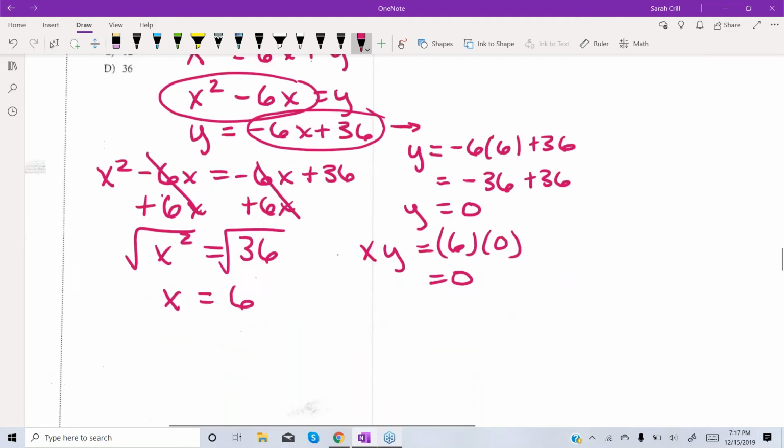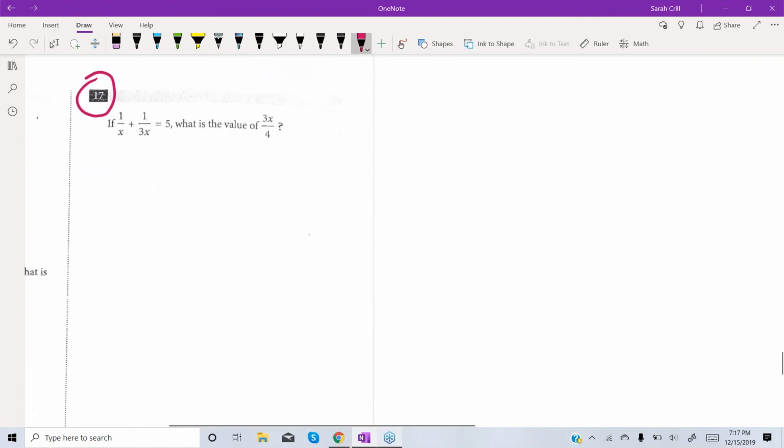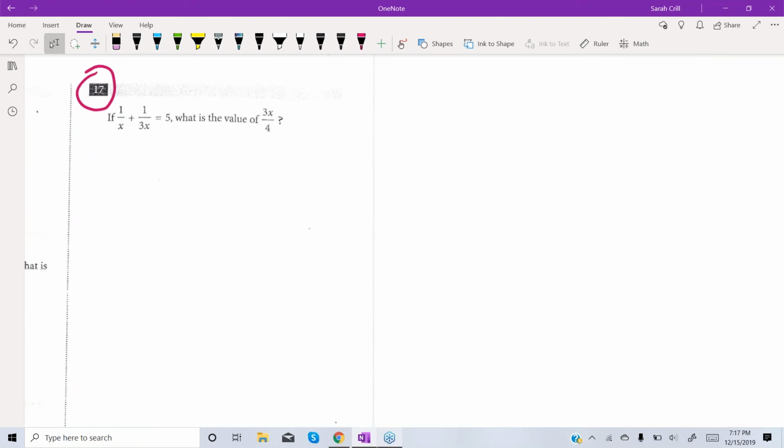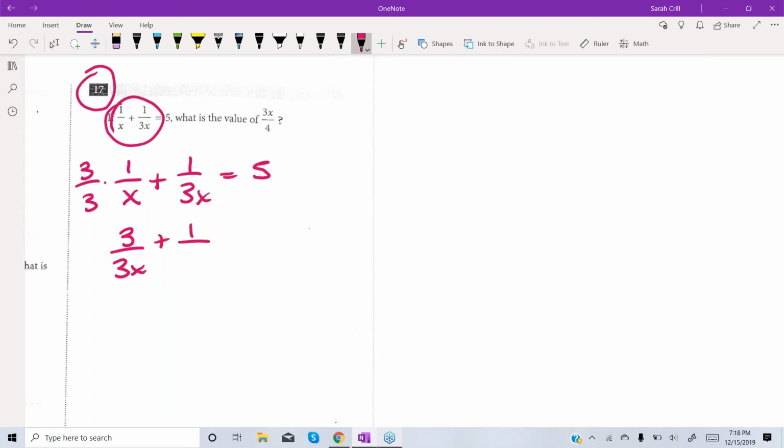Okay, now let's do number 17, one of the grid-ins on this section. Number 17 says, if 1 over x plus 1 over 3x equals 5, what's the value of 3x over 4? My first instinct is I want to combine these two fractions. So let's go ahead and make that happen. In order to do that, we need to find a common denominator, and that can just be 3x. So we'll multiply that one by 3 over 3 to get 3 over 3x plus 1 over 3x equals 5. Now we add the tops and keep the bottom the same. So 4 over 3x equals 5.